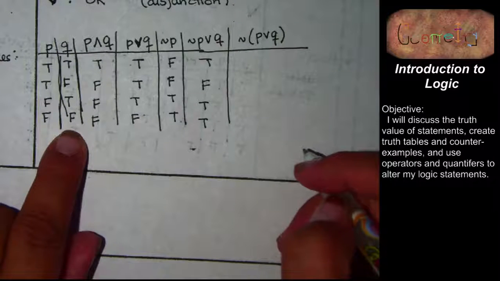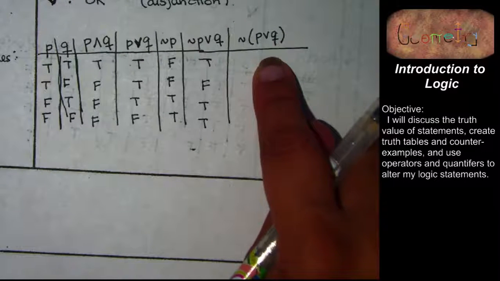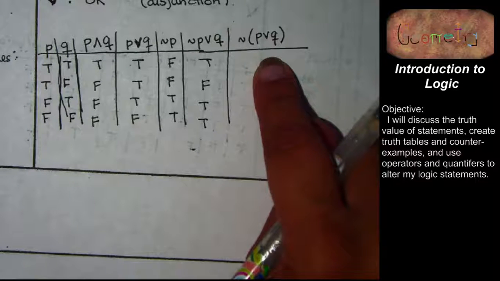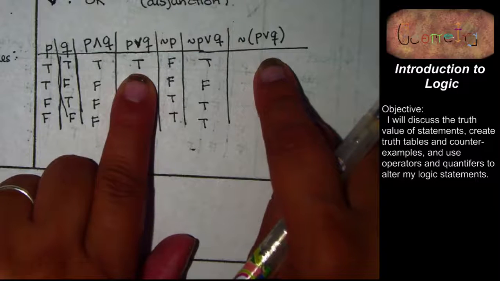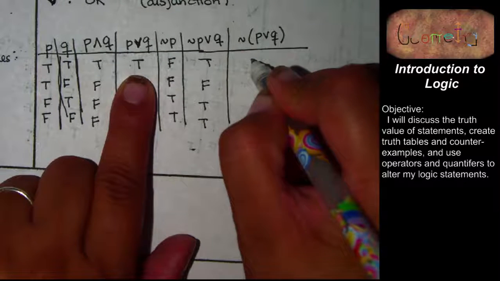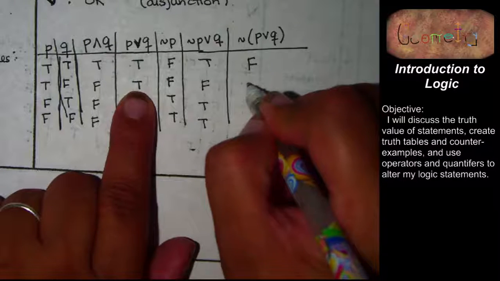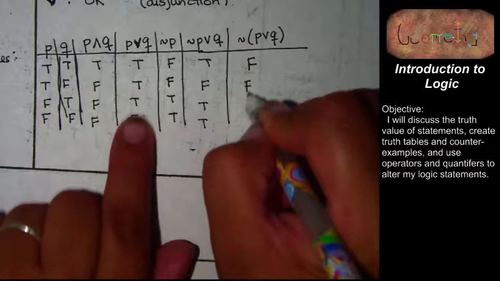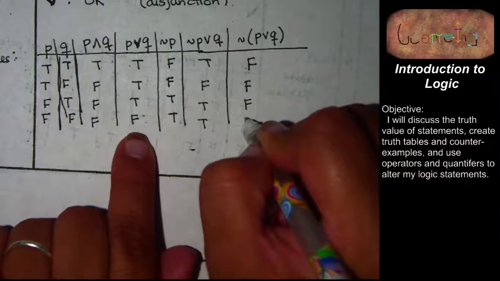Very nice. The final statement is the one where the or is grouped before the negation, which reads "not, P or Q." If you already have a P or Q column, go to that and take the negation. This is true, so not (P or Q) is false. P or Q is true, so not (P or Q) is false. The next one is false. And the last one is true.